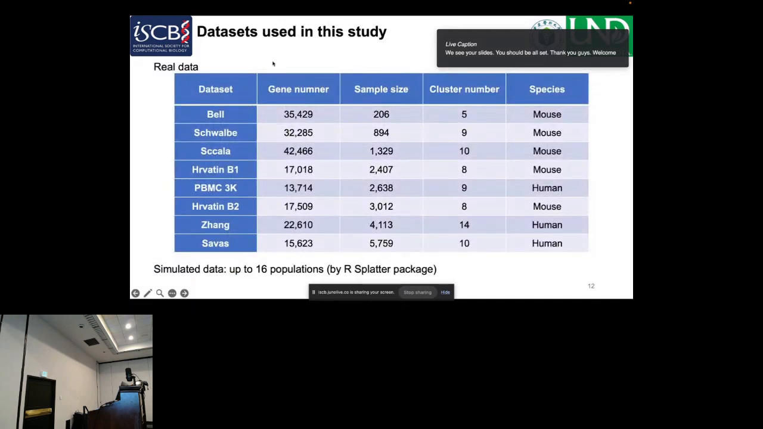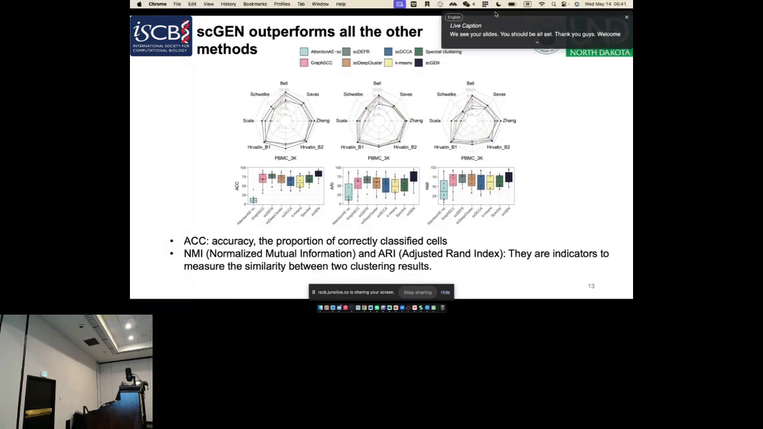Here are the data sets used in our study, including both real data and simulated data. Real data includes both human and mouse, and the sample size ranged from 200 to about 6,000 cells. The simulated data includes up to 16 populations. We first compare our scGEN with 7 published methods across 8 datasets using 3 metrics. It's very clear that scGEN outperforms all the 7 published methods across all 3 metrics.